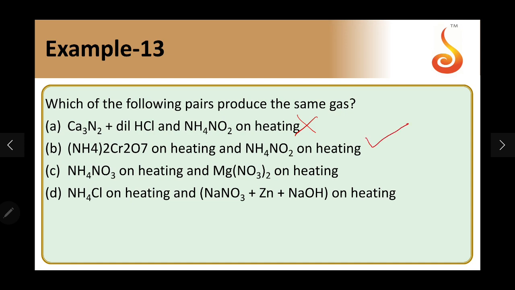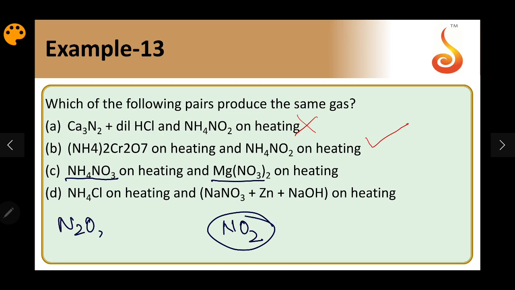Ammonium nitrate on heating and magnesium nitrate on heating. See, ammonium nitrate on heating will give N2O, and magnesium nitrate on heating will give NO2. So NO2 and N2O are not the same. So the third option is also wrong.